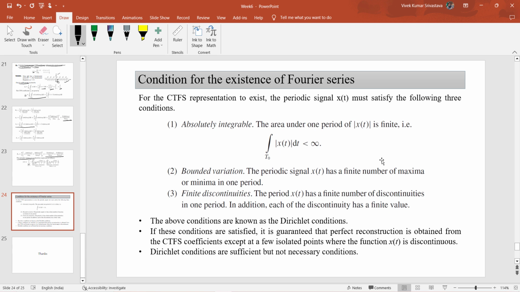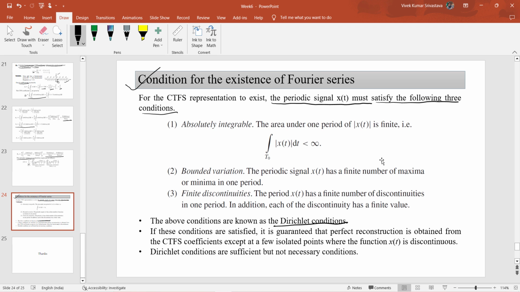Up to now we have seen how to represent any signal as a linear combination of complex exponentials, or a set of harmonics of cos and sine. But we also have to check the condition for the existence of Fourier series. For the existence of Fourier series, the periodic signal must satisfy the following three conditions, which are known as the Dirichlet conditions.